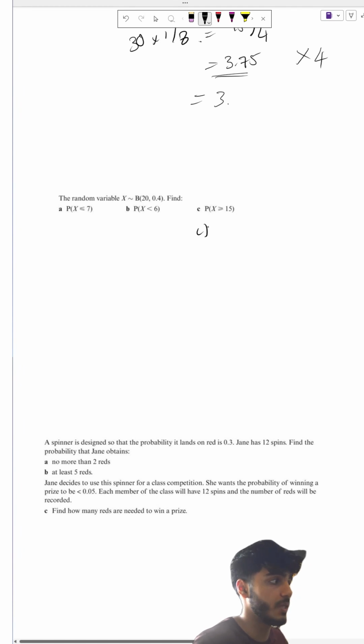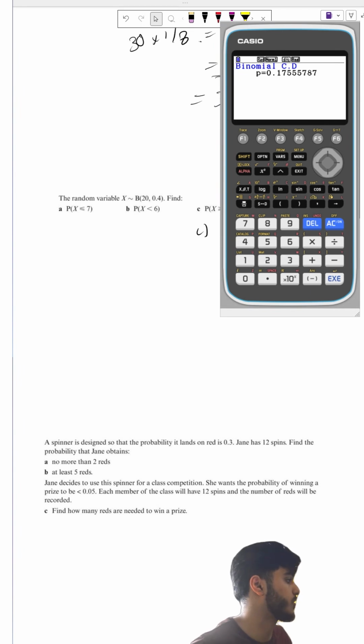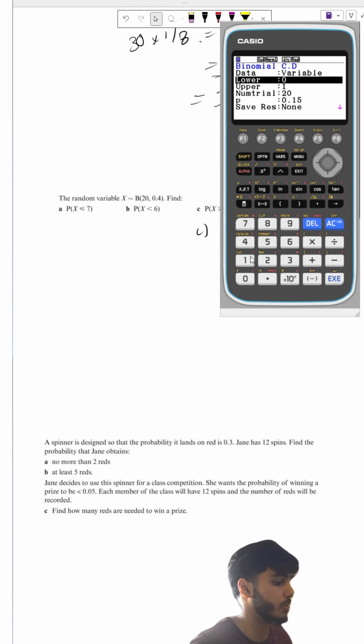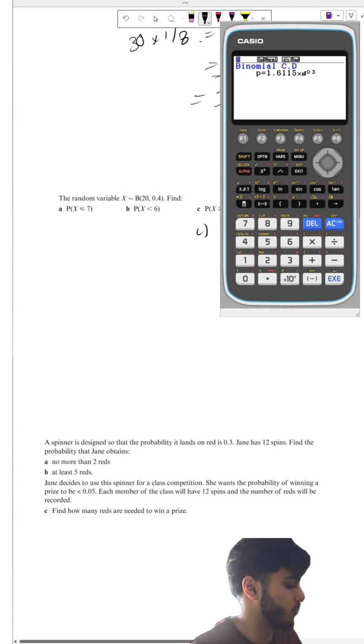So what you have to do with this, and this is why this CG50 is really nice, because you don't have to do any adjustments. You can put it straight into your calculator. And even if they say you have to put something down, you don't. Literally just put the probability down and you get full marks. So I'm going to put 15, my maximum value is going to be 20, and my probability is 0.4, and that's my answer. Done. So my answer is 1.6115 times 10 to the minus 3.